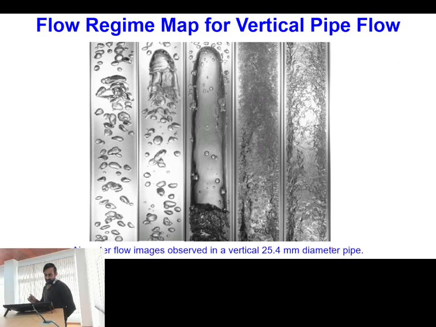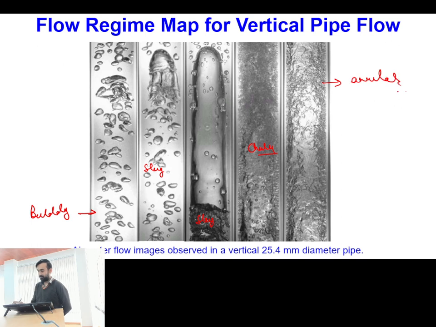So here you can see, this is the case of a bubbly flow. Then this is also a very big slug. Okay, so large slug. And then this slug is entering into a churn flow design, and then finally I am having nothing but an annular flow design. Okay, so here you can see these photographs are for a vertical 25.4 mm diameter pipe.